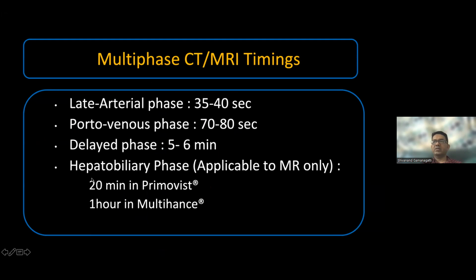If you are using hepatocyte specific contrast agent in MR, if Primovist or Eovist is not available, we acquire at 20 minutes. If you are using Multihance, which is available in India, we acquire at 1 hour. So this is relevant only for MRI, but the rest of the three phases are equal in both MR and CT.